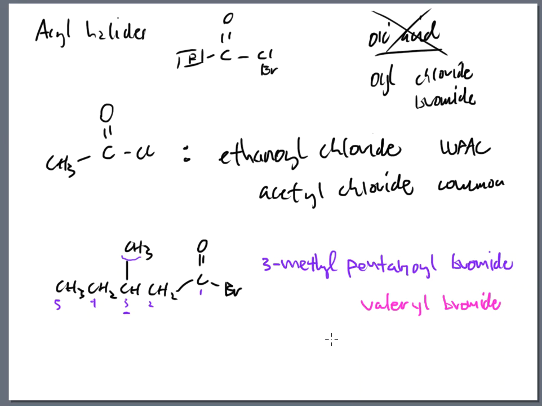But that's not it, because we have a substituent. It's the same as before. There's no difference. This is regarded as the alpha carbon. This is regarded as the beta carbon. So therefore, beta-methyl valeryl bromide will be the name of this compound, the common name of this compound. So there you go, folks. 3-methyl pentanoyl bromide, or beta-methyl valeryl bromide. Say that 3 times fast.